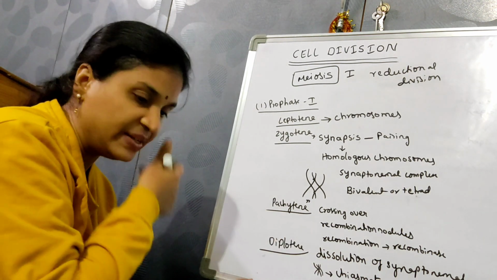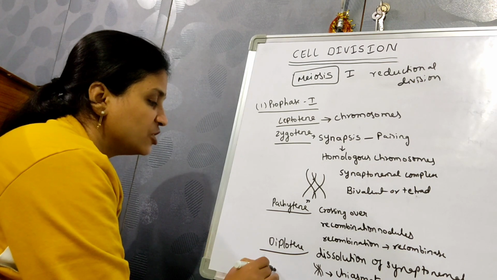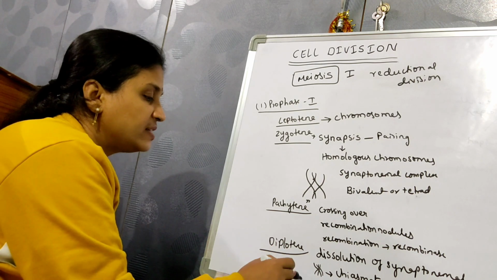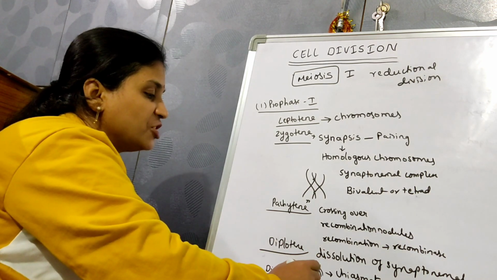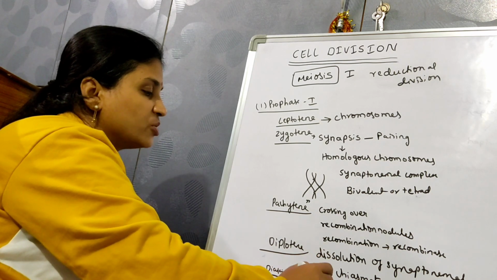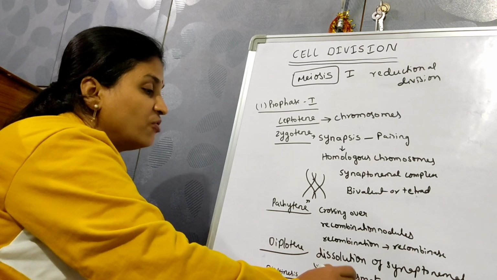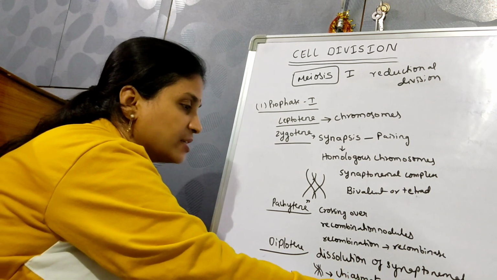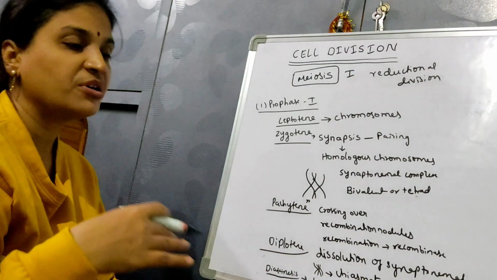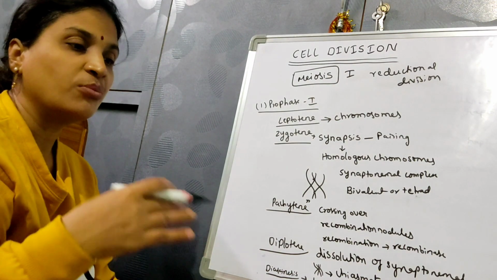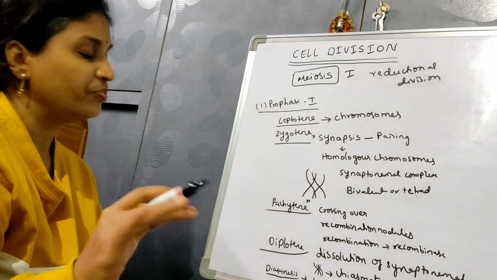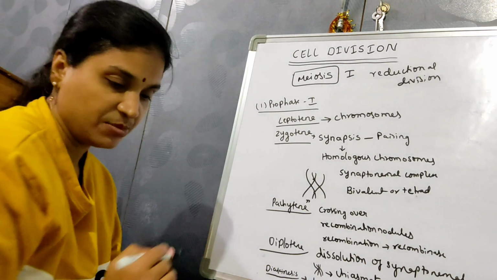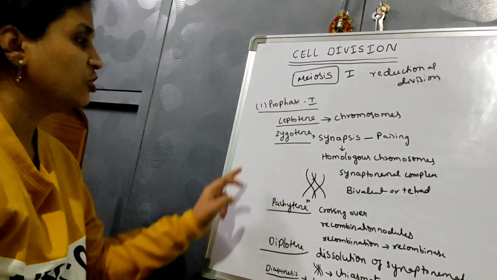Then coming on to the diakinesis stage. In this stage, terminalization means the chiasmata are going to get dissociated. The terminalization of chiasmata takes place. Then the nuclear envelope is going to disappear, the nucleolus is going to disappear, and the Golgi complex and endoplasmic reticulum are going to disappear. So this is about prophase 1.